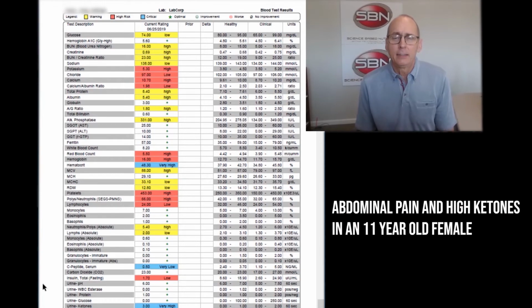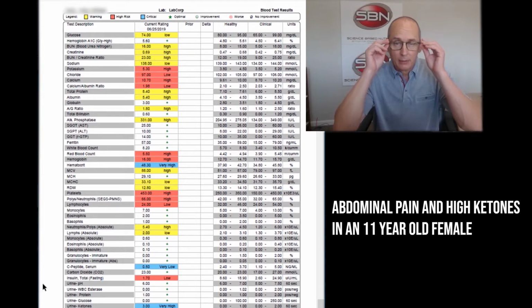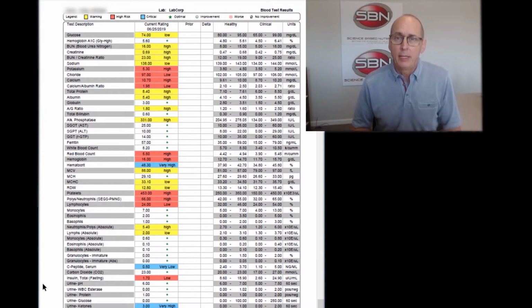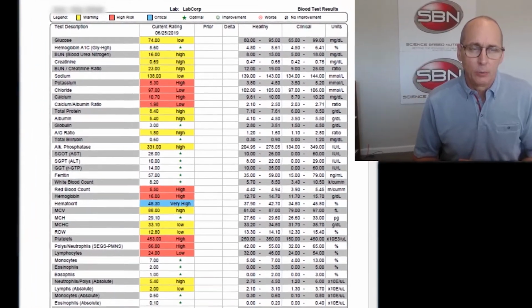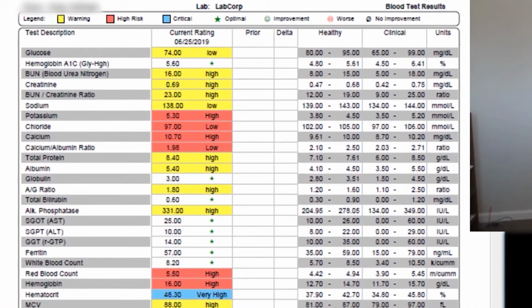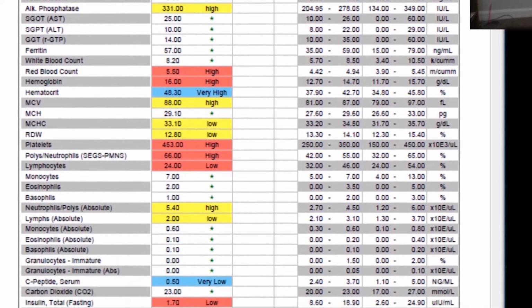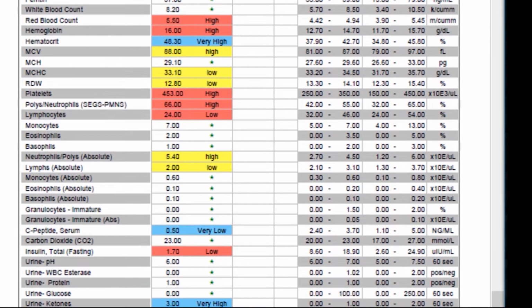It is July 9th and we've got another great case here for you to review and for you to think about. This is a very good situation for you to think about lab work and patient presentation. We have an 11-year-old female who has been treated by medical doctors for several weeks or a few months now for abdominal pain.